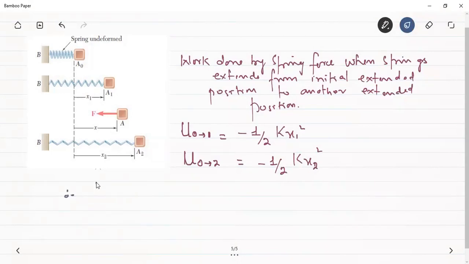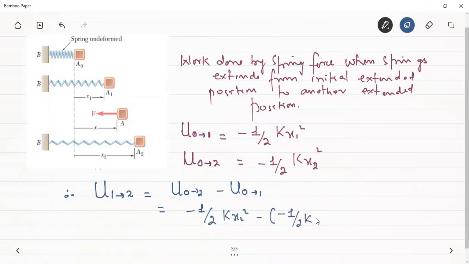Therefore, the work done in extending the spring from the initially extended position a1 to an extended position a2 will be given by the difference of these two, that is, U02 minus U01. That is, it is the work done by the spring force when the spring gets extended from the undeformed position to the final position, minus the work done by the spring force when it gets deformed from an undeformed position to an extension x1. So this will be equal to minus 1 by 2 k x2 square minus minus 1 by 2 k x1 square, and it can be seen that it will be equal to 1 by 2 k x1 square minus 1 by 2 k x2 square.